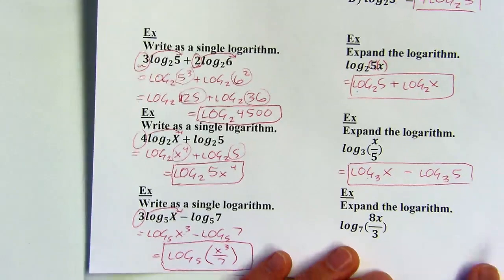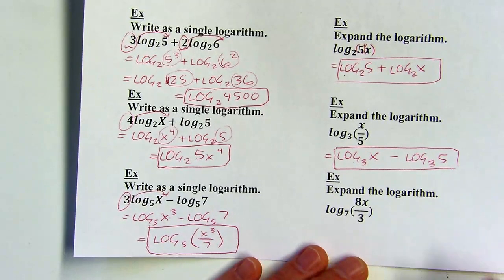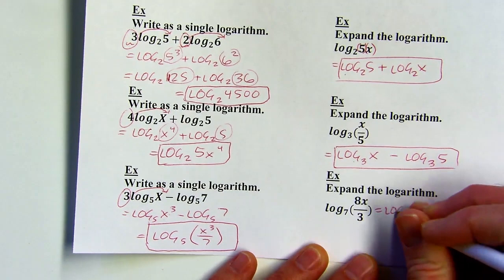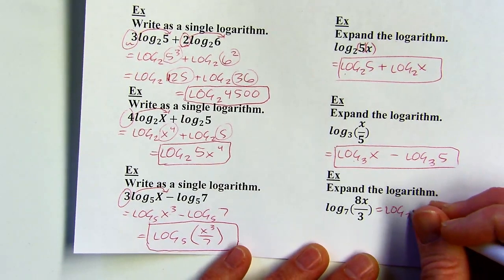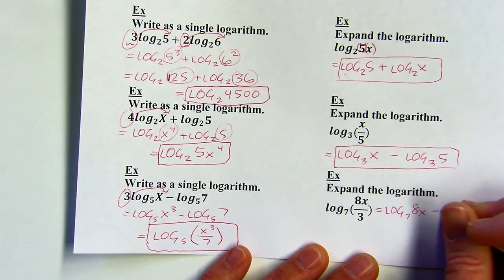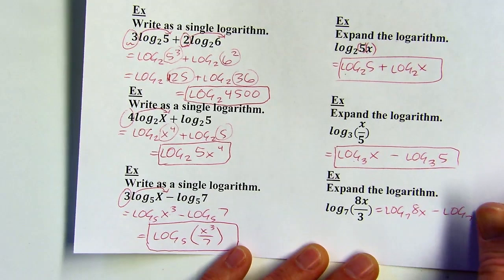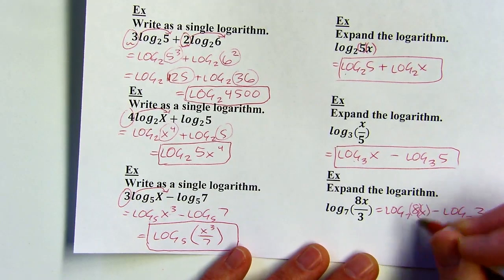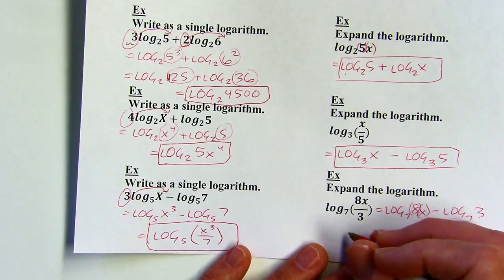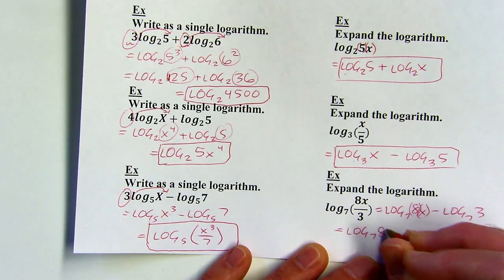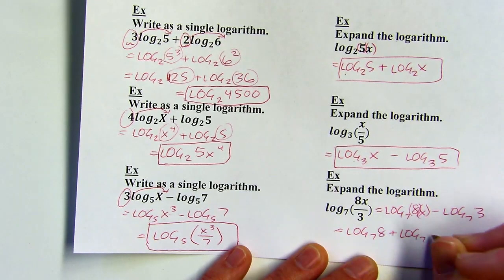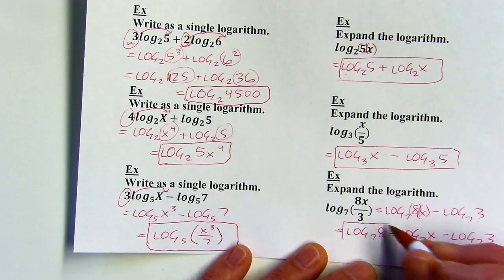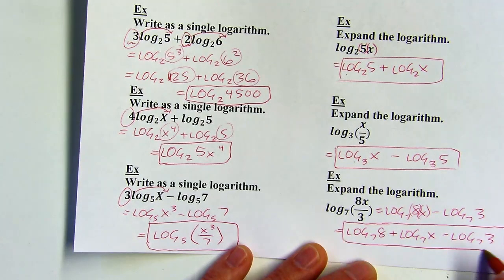All right, this one we can actually do in 2 steps. I could first use the division to write it as subtraction: log base 7 of 8x minus log base 7 of 3. And I actually still have some multiplication, so I could go further with this because I've got 8 times x as the contents there. So I could write this part as log base 7 of 8 plus log base 7 of x, and then I still have minus log base 7 of 3. If I'm expanding it all the way, that's what I'd get.